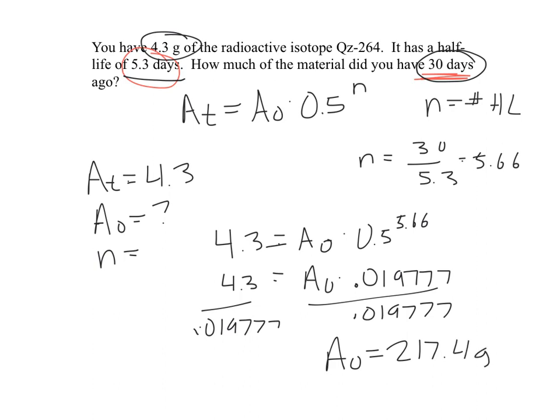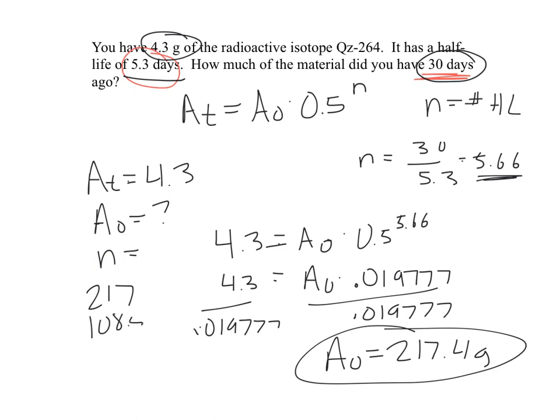So I get the initial amount is 217.4 grams. And again, just a quick spot check. We have a little more than 5 half-lives, so we're cutting this in half by a little more than 5 times. So just take 217, we'll just round it, and cut it in half 5 times and see what you get. So you cut it in half once, and you get 108.5. You cut it in half again, you get 54.25.